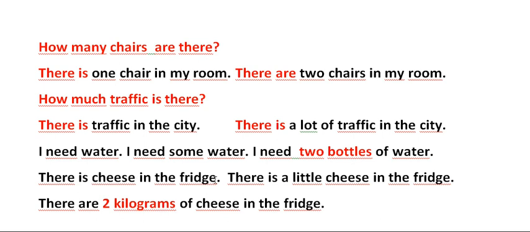There's cheese in the fridge. There is a little cheese in the fridge. Still cheese, a little cheese, and there are two kilograms of cheese. Now I count the kilogram, not the cheese. There are two kilograms of cheese in the fridge. So I can ask how many kilograms of cheese, right?